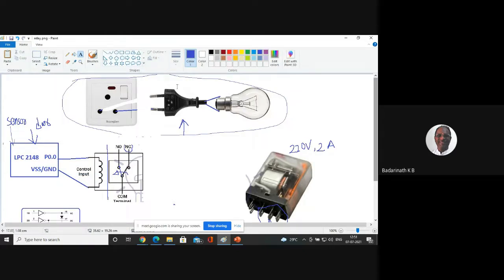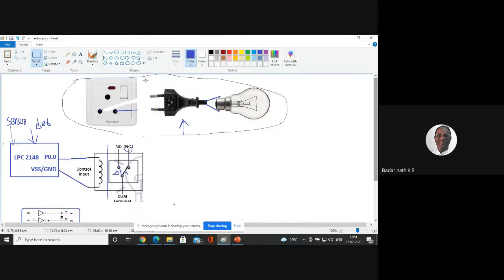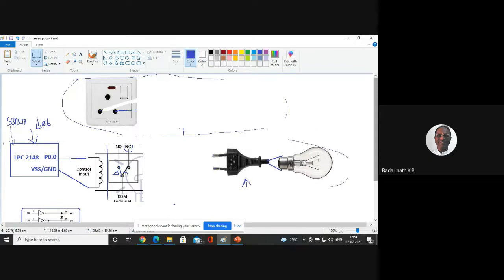Now, what is the bulb? The device is available here. The AC supply is available here. I have to be able to handle that. Let's see how we can handle that. Now I will bring this here. I want to handle it. How do I do it?